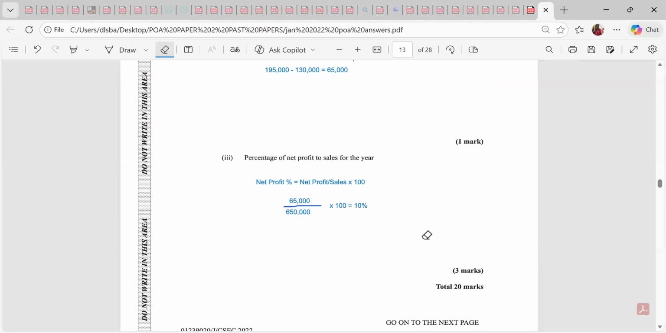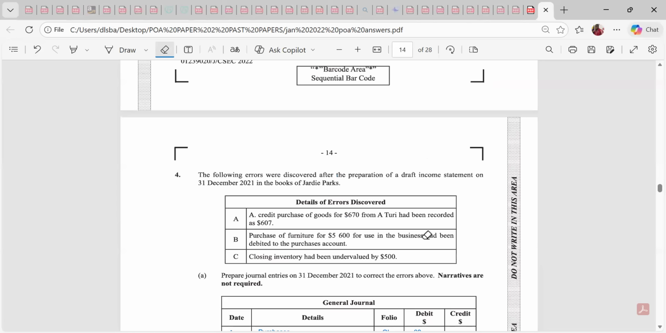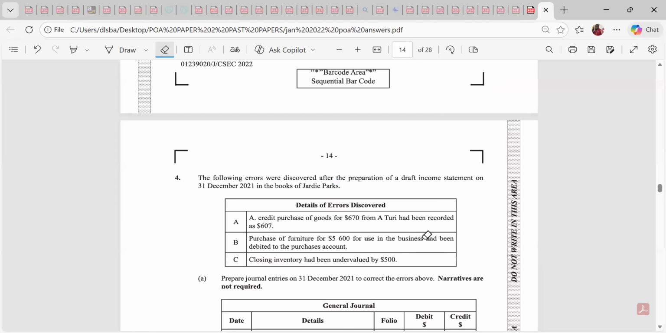Now, number 4, errors question. I could be wrong, but I feel like either control accounts, errors, or bank records come in almost all the exams, or at least most of them.